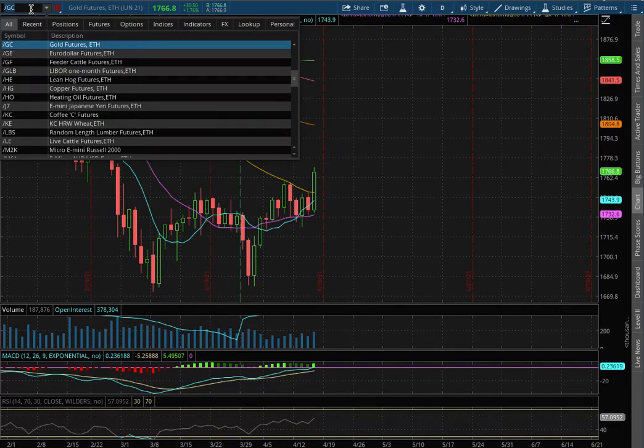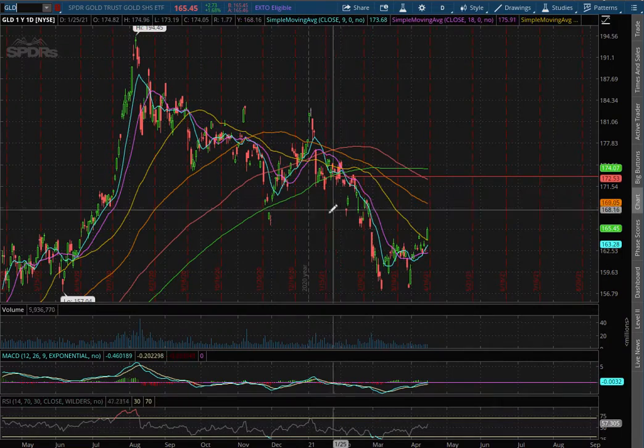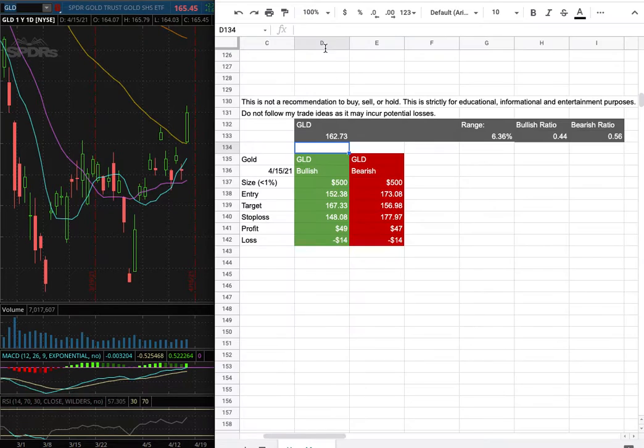And as for the trade idea of the week, I'll be trading GLD, and my position size for it is less than 1% of my portfolio. My long entry is at $152.38. My sell target for it is at $167.33. My stop loss is at $148.08.